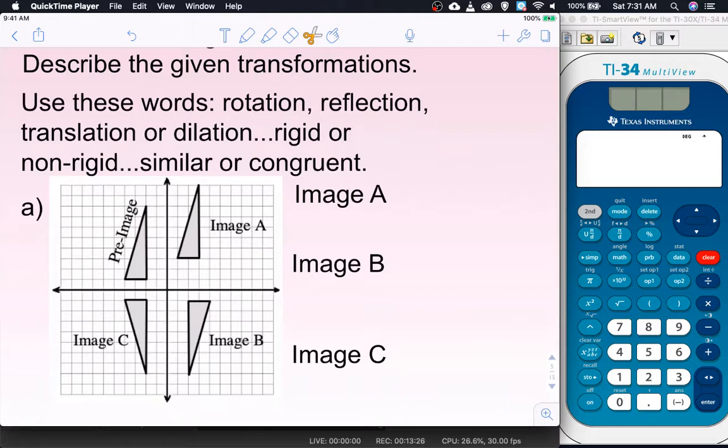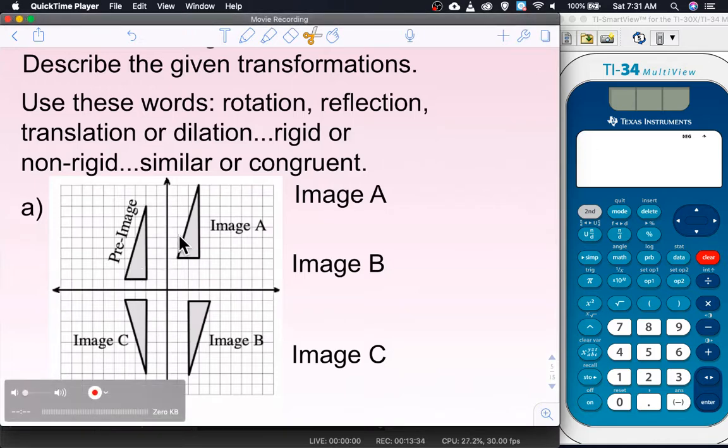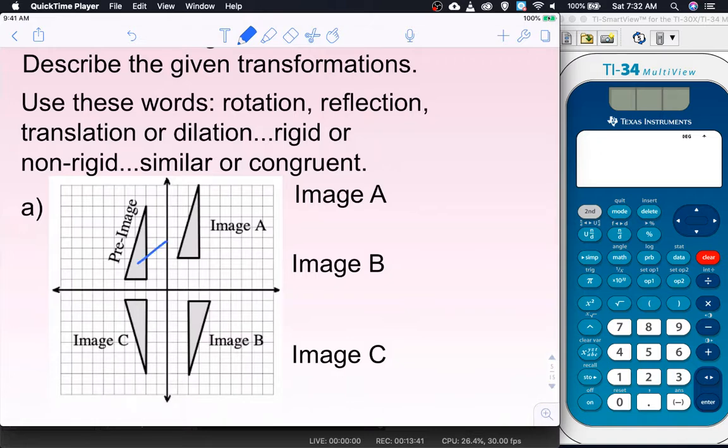Now, in most of these, there's like 3 different levels of how good your response is. So for example, from here to here, this was not turned, it was not flipped over, it looks like it was just moved over here. That is a translation. That's a good answer. It's not a great answer. We can do better. Now, we'll do better in a second. First, let's just get the good answer for each of these.